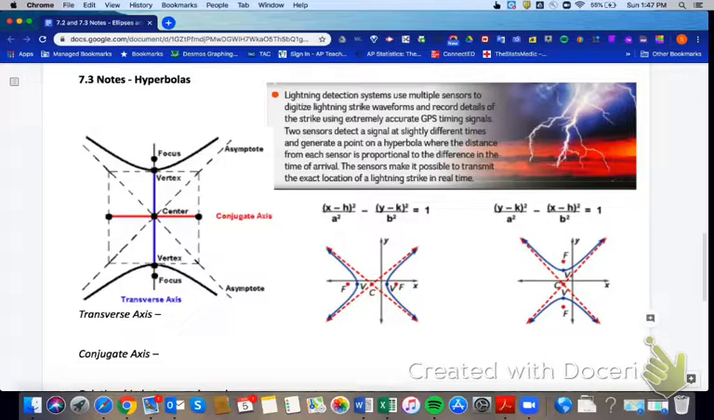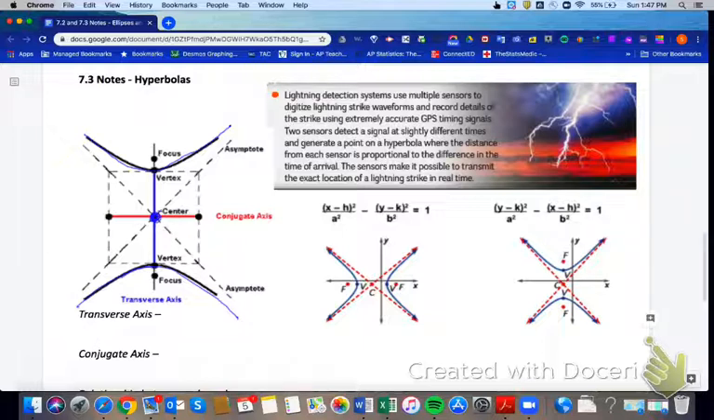All right, now we're going to talk about hyperbolas. Hyperbolas is in section 7.3. The picture shown is the picture of a hyperbola. The portion of the hyperbola that is actually part of the hyperbola is this portion and a symmetrical portion below. A hyperbola still has a center, but no part of the graph actually goes through the center.